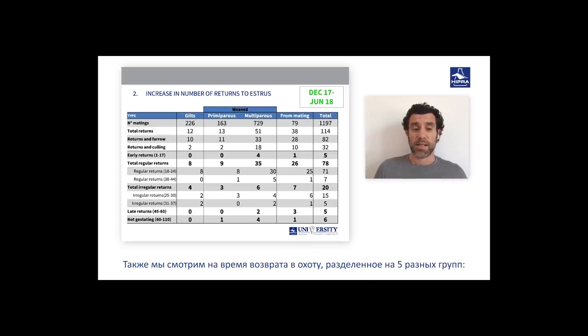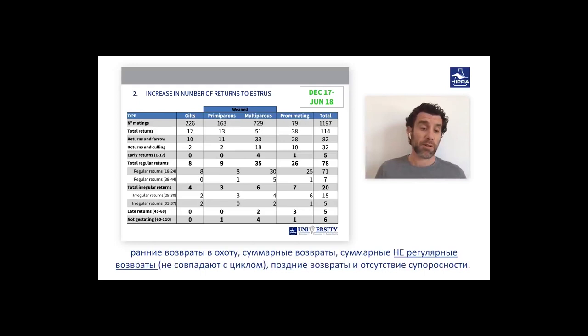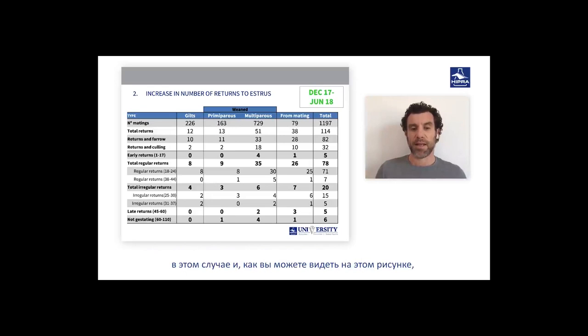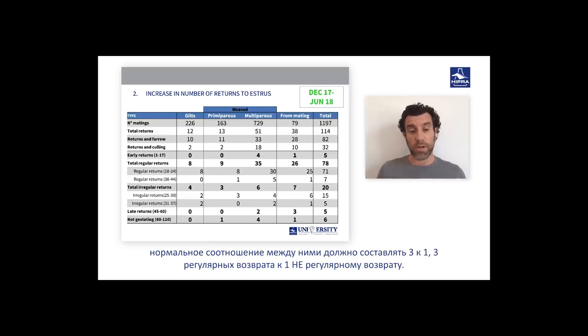Later, I see the different types of rebreedings split into 5 different groups: early returns, total irregular returns, late returns, and not in peak or not gestating. The most important for me are the total returns and total irregular returns. In that case, and as you can see here in that picture, the normal relationship between them has to be around 3 to 1, 3 regular returns to 1 irregular return.